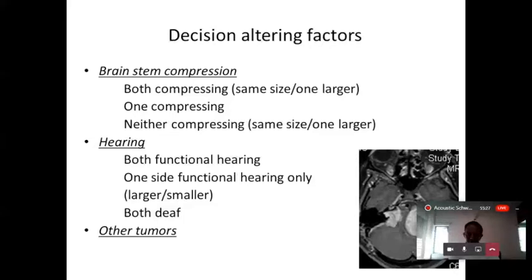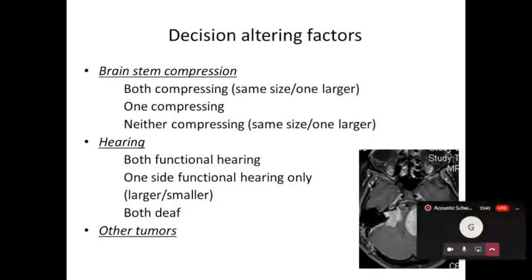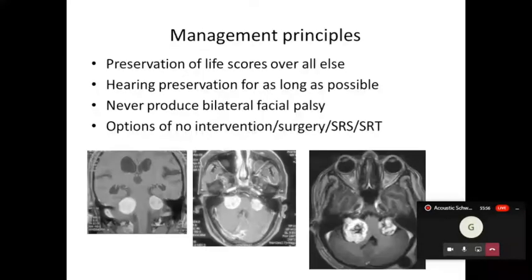So I know it sounds very confusing, but just look at the management principles. I'll try to simplify it. First of all, preservation of life scores over all other considerations, and that comes with the presence or absence of brainstem compression. So whenever the brainstem is compressed, life is at risk. So you need to go with that first.